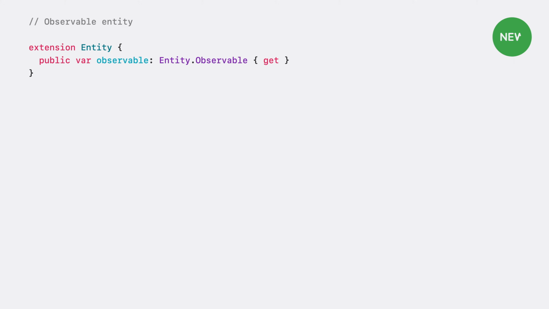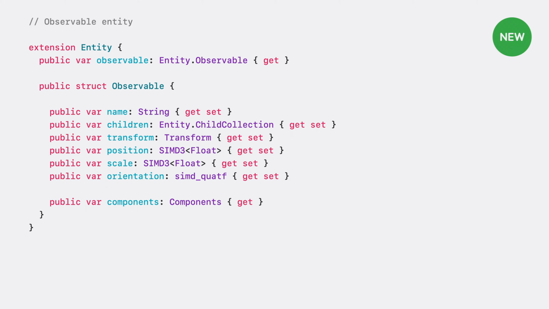In visionOS 26, entities are now observable. They can notify other code when their properties change. To be notified, just read an entity's observable property. From the observable property, you can watch for changes to the entity's position, scale, and rotation, its children collection, and even its components, including your own custom components.